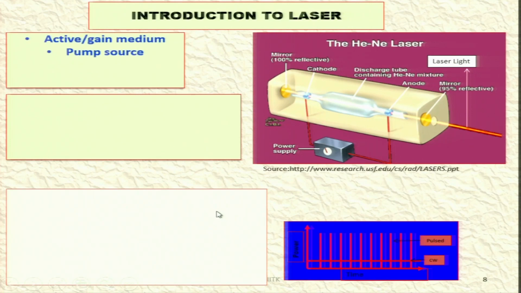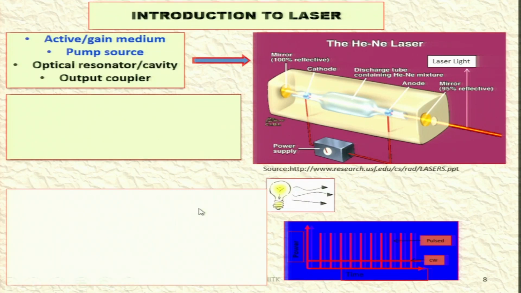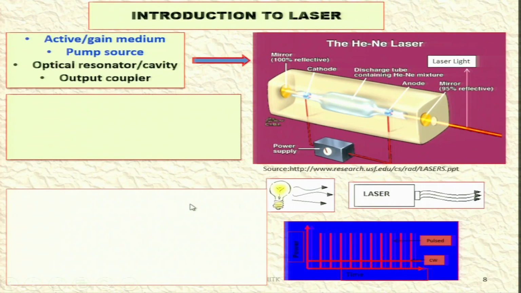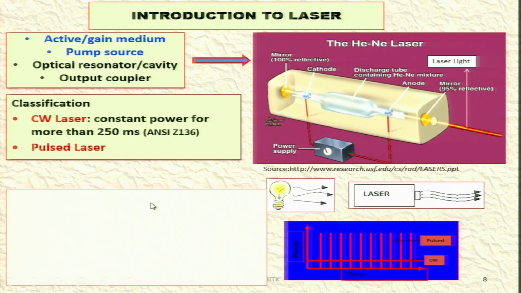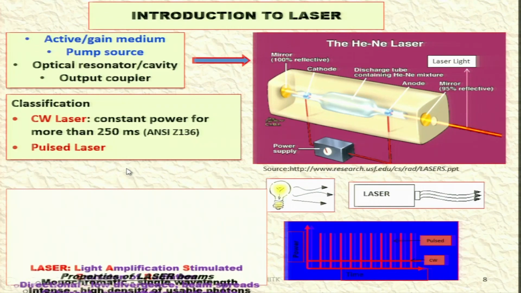Active gain medium, pump source, optical resonator, cavity, output coupler. You can see there, this is the light, and here is the laser light. This works as the external source for stimulating the atoms. Classification: you can have continuous wave laser, constant power for more than 250 milliseconds, and pulse laser.